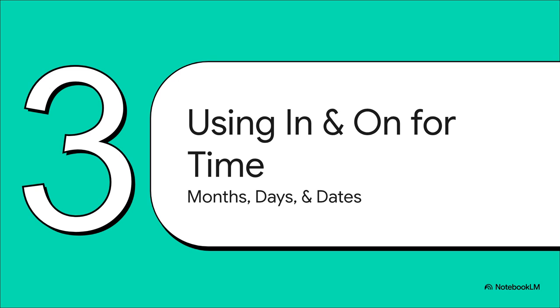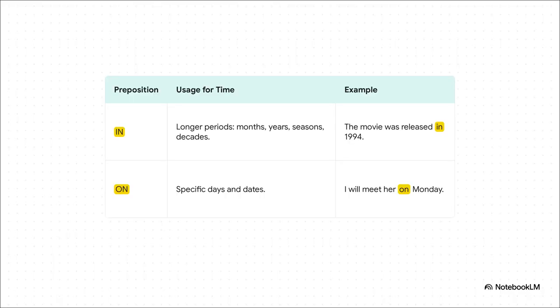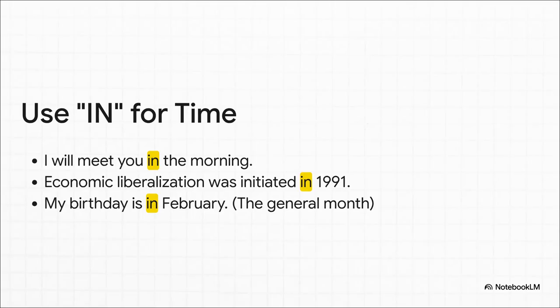Let's move to that and see how this builds. It's the same idea, containers versus surfaces. So for time, think of in for longer, container-like periods, things like months, years, or seasons. And on is for specific, pinpointed days or dates, almost as if you're landing on a single spot on the calendar. We use in for these bigger blocks of time.